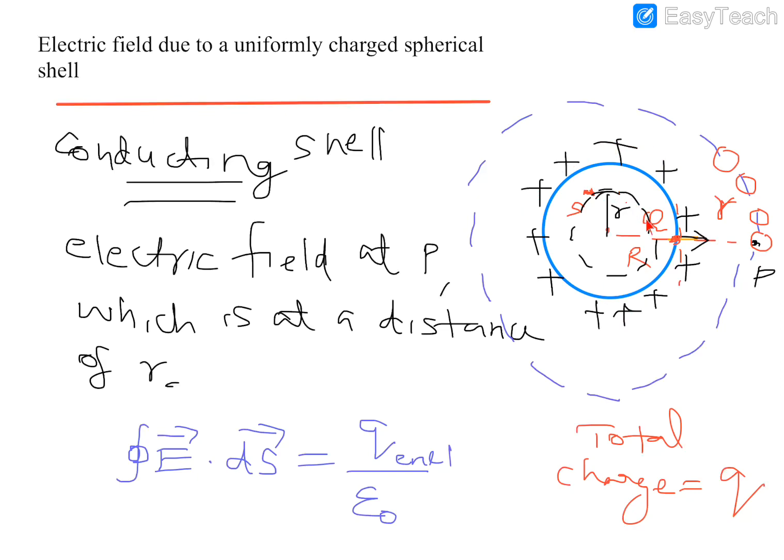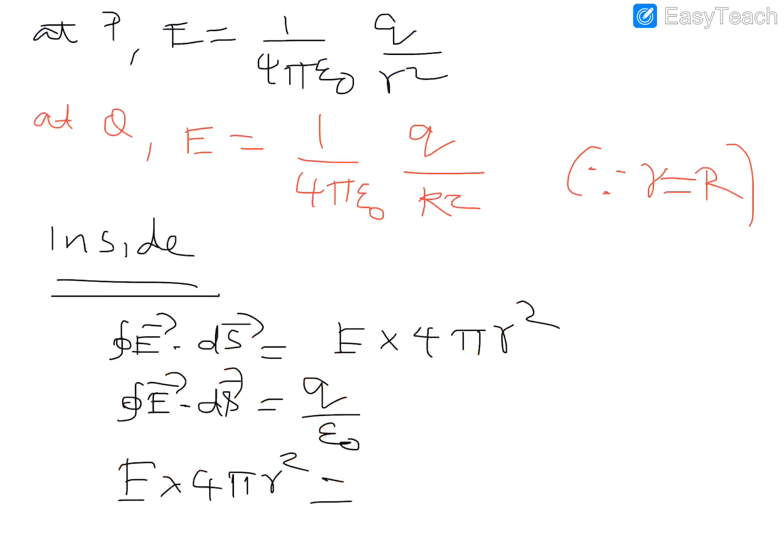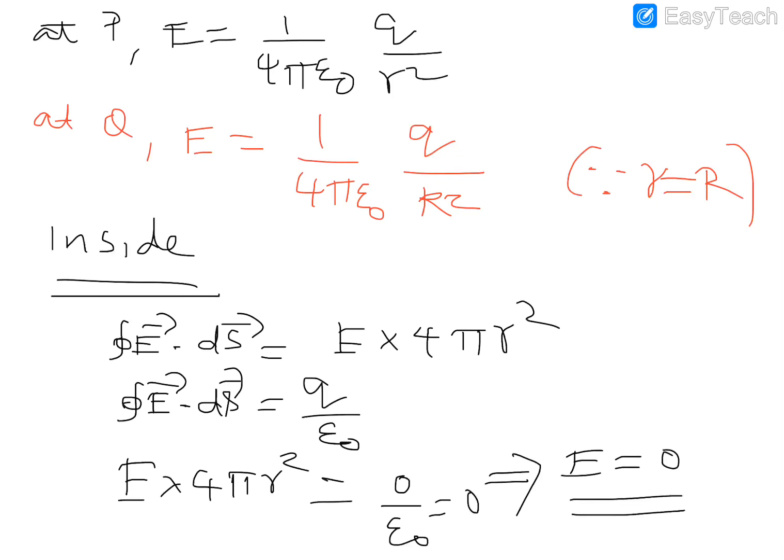So inside your Gaussian surface no charges are present, isn't it? So you must consider only those charges inside the Gaussian surface, and here there are no charges inside the Gaussian surface, isn't it? So the net charge is 0, so q by epsilon 0 is 0, which implies your electric field will be 0, isn't it? So inside the conducting spherical shell, the electric field is 0.